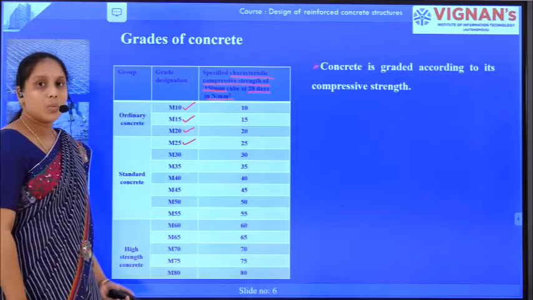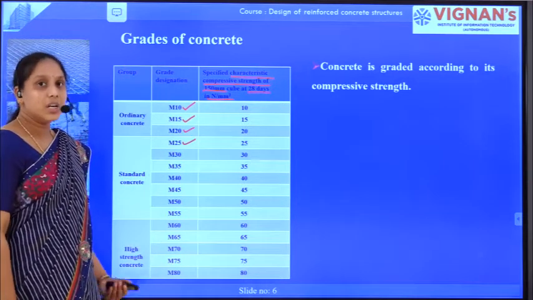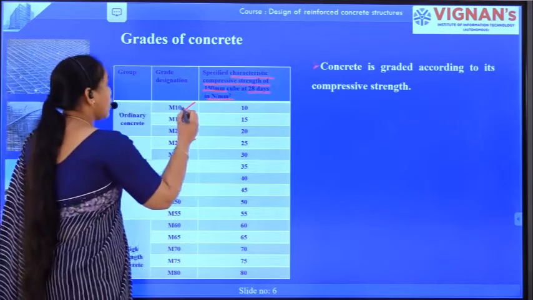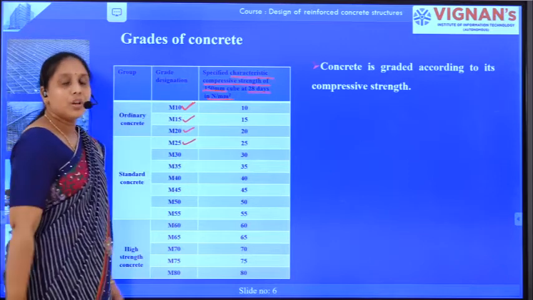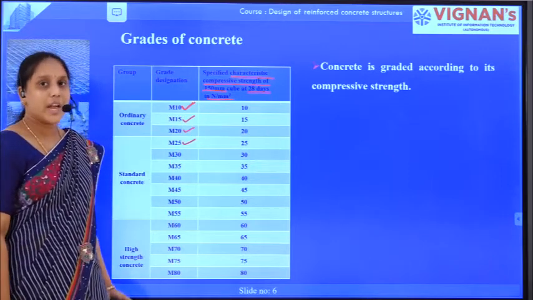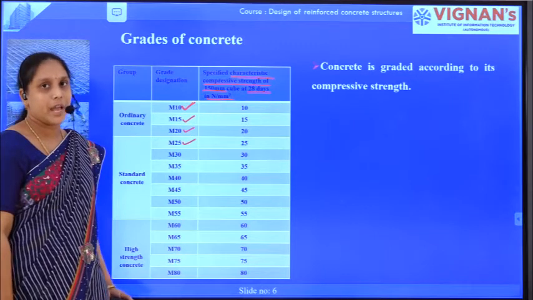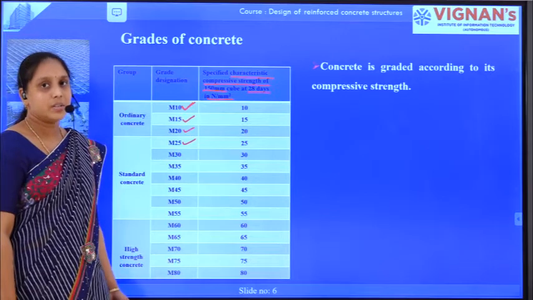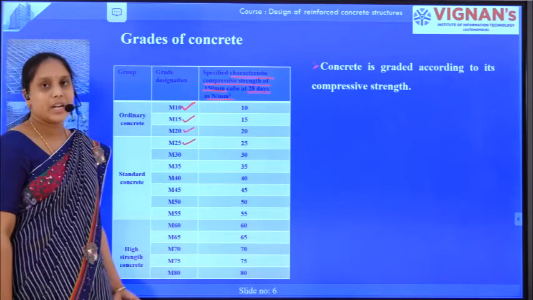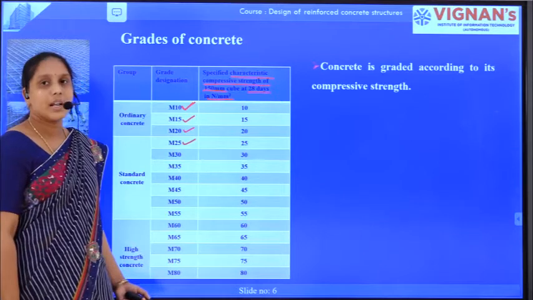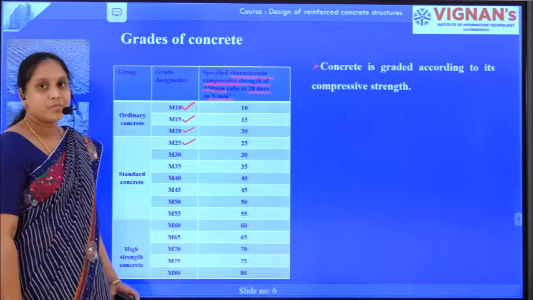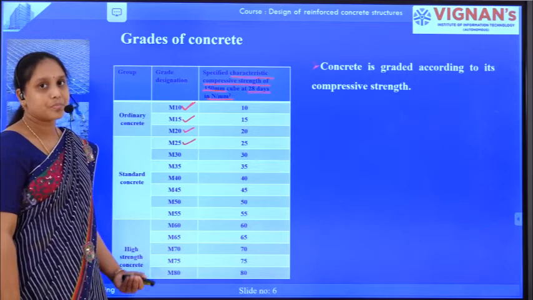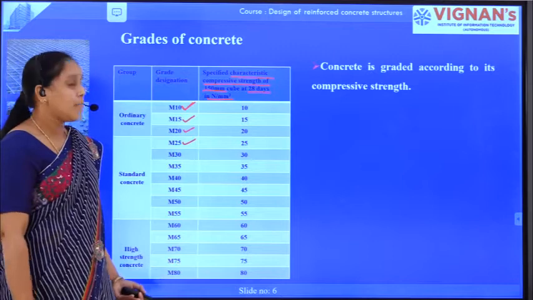So what we'll do is cast cubes of the given grade. Suppose the grade of the concrete is M10, we are going to cast cubes of size 150 by 150 by 150 mm, and cure those cubes for 28 days. After curing them for 28 days, we are going to test them under a compression testing machine, and then we get the characteristic compressive strength in Newton per mm square.